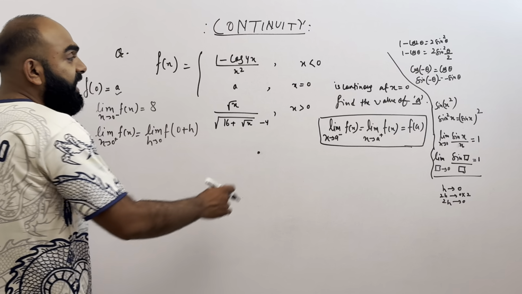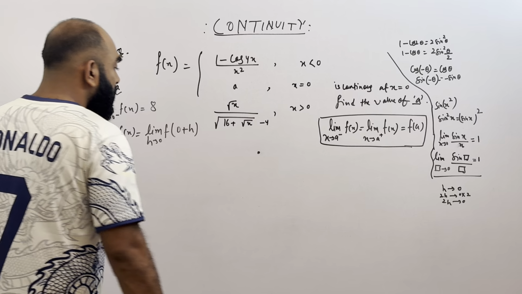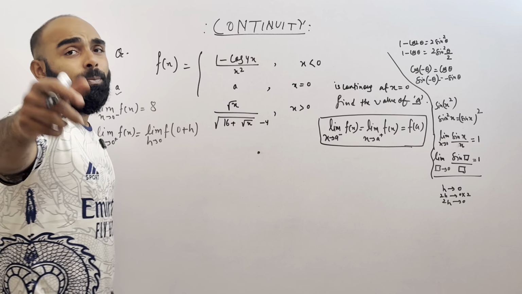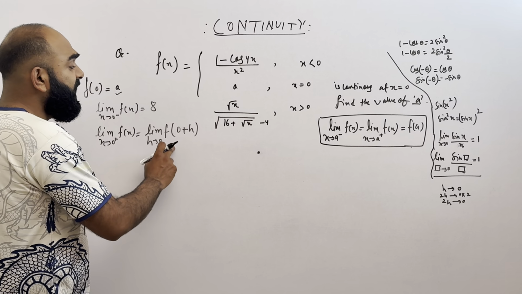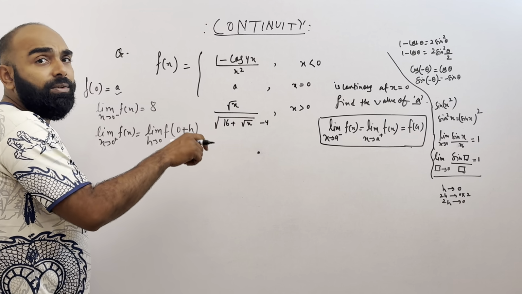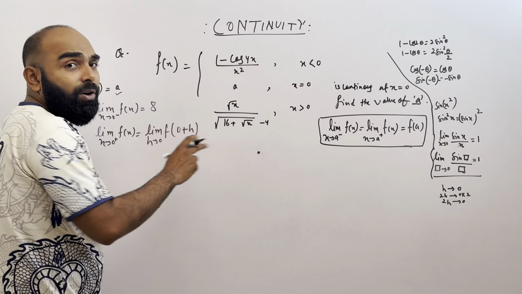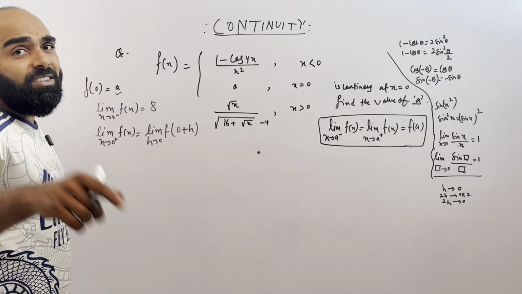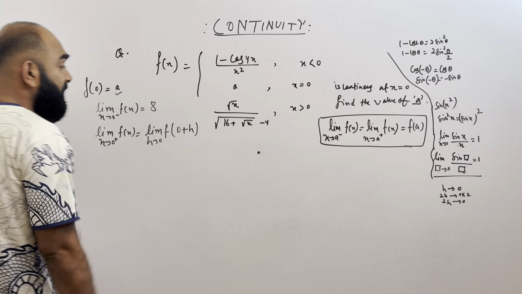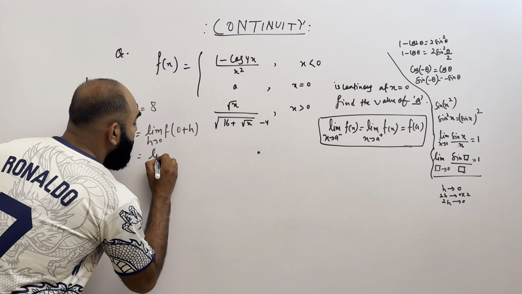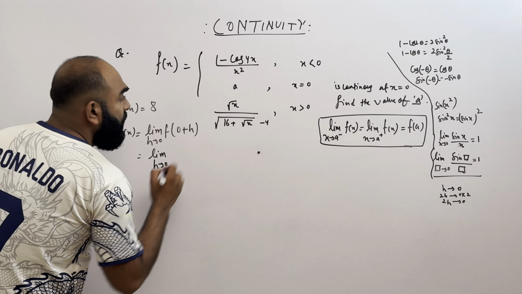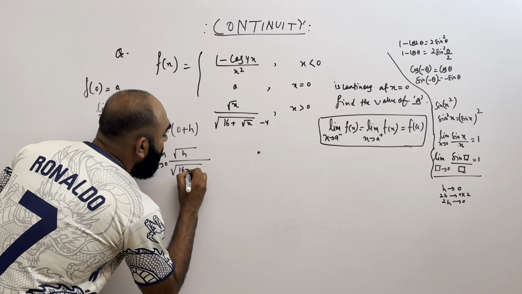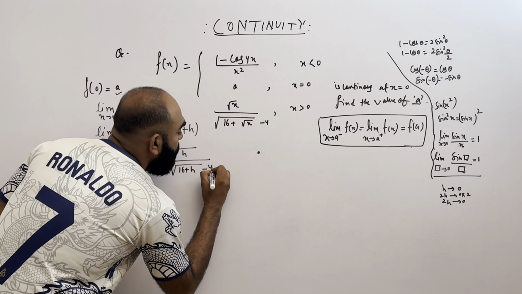Okay, which function is valid for greater than 0? Sir, this function is for greater than 0. Go into this function, and in place of x keep 0 plus h. So f of 0 plus h is limit h tends to 0 of root of 0 plus h, that is root h, divided by root of 16 plus 0 plus h, that is root of 16 plus h, minus 4.